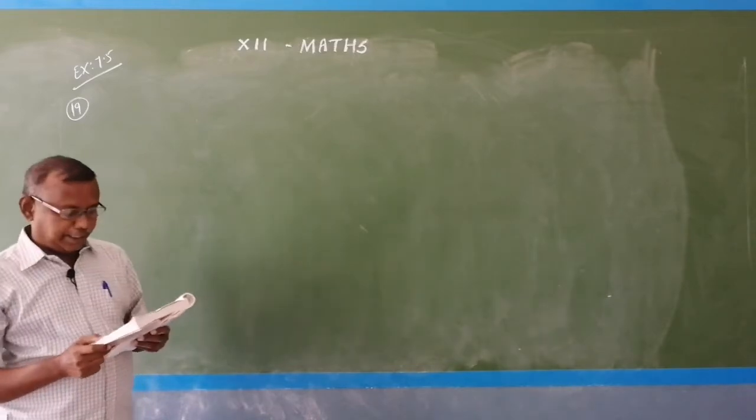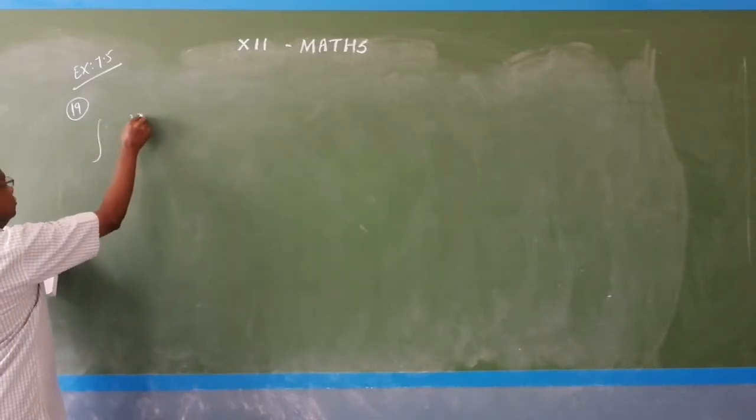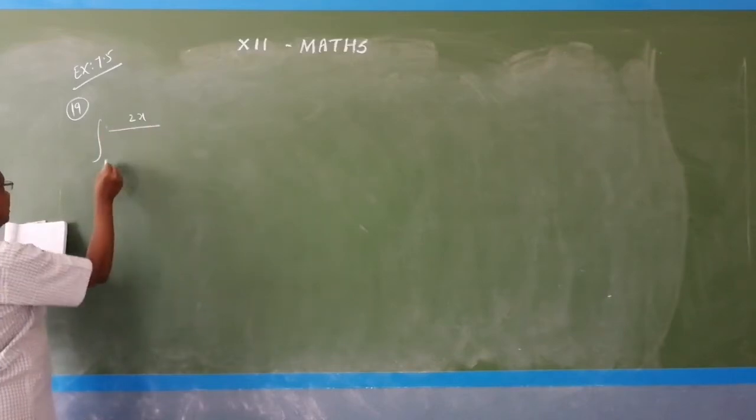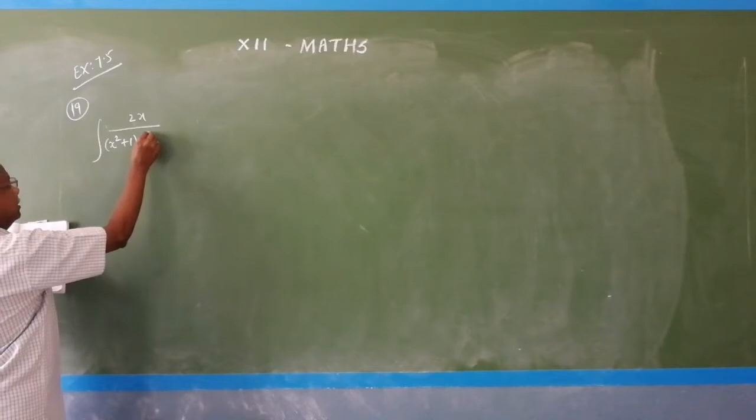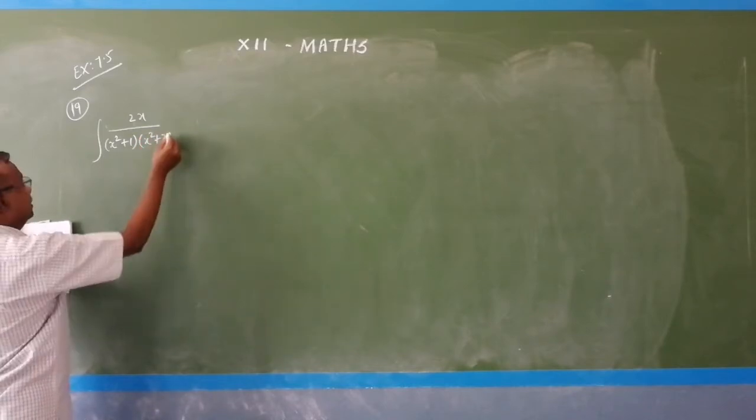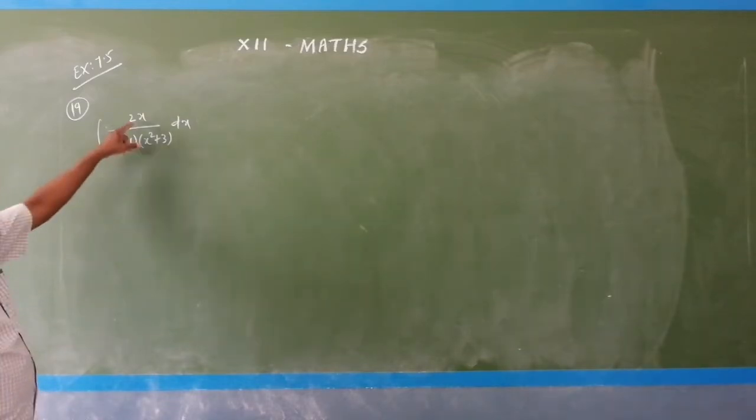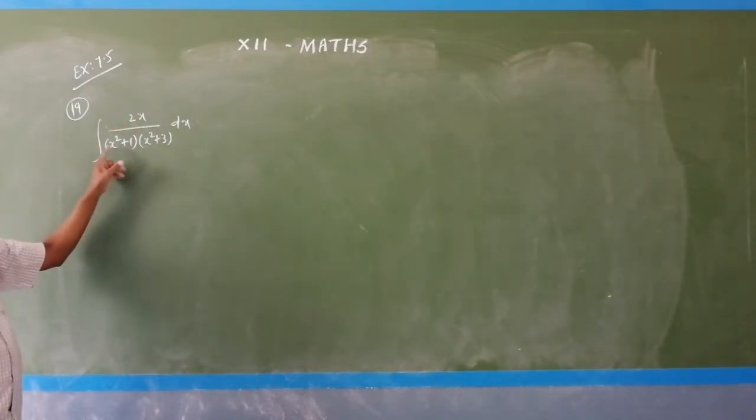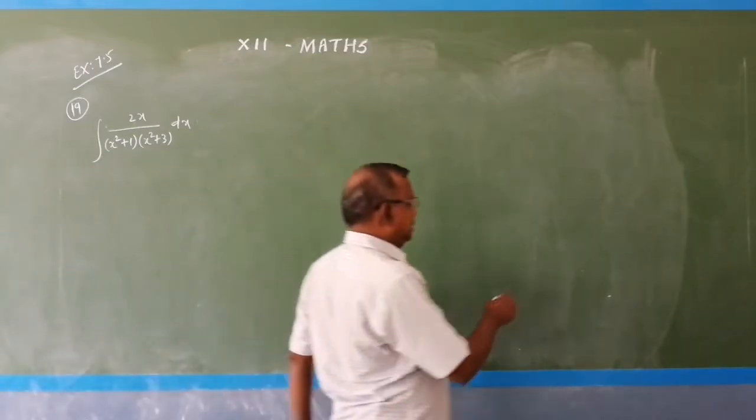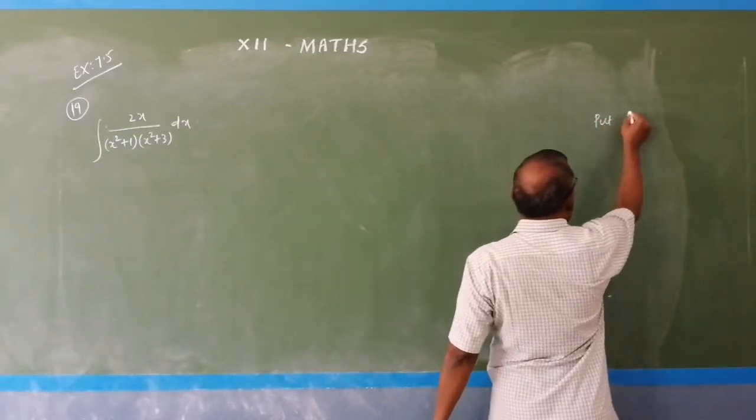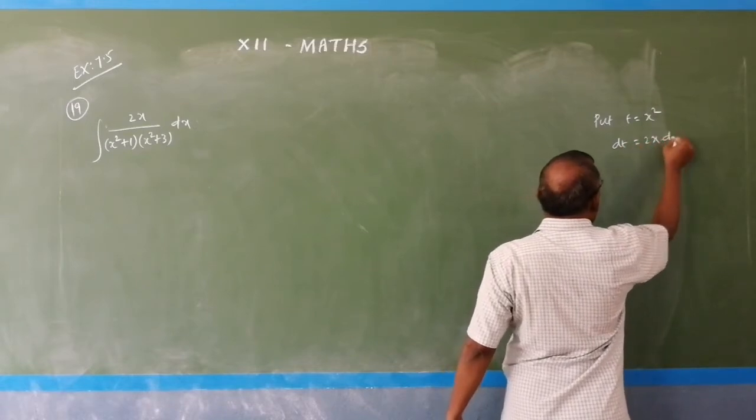Next, question number 19. This is the integral of 2x divided by (x square plus 1)(x square plus 3) dx. The numerator is the derivative of the denominator, that is, when we differentiate x square we get 2x. So, we can substitute initially. So, put t equal to x square. So, dt equal to 2x dx.